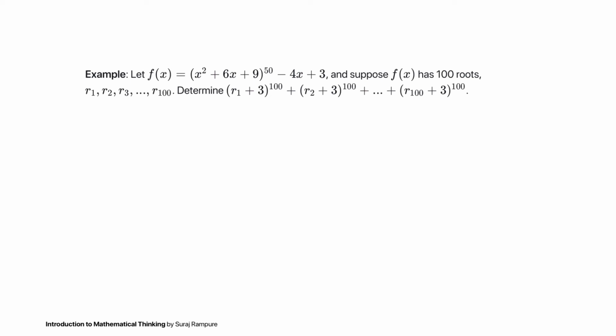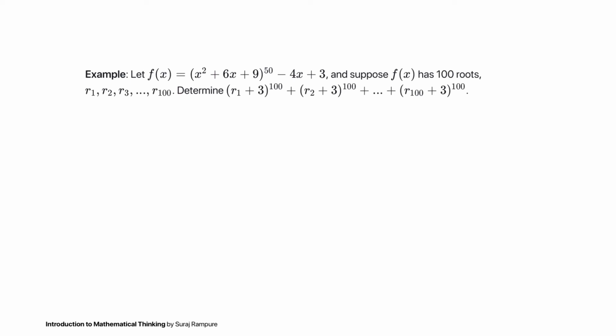Cool. Suppose f of x is equal to x squared plus 6x plus 9 to the exponent 50 minus 4x plus 3. Okay, so it seems kind of random, but there's a reason it's written like this. And suppose this function has 50 roots, which makes sense because it's a polynomial of degree 100, r1 through r100. Determine the sum, r1 plus 3 to the 100, plus r2 plus 3 to the 100, plus r3 plus 3 to the 100, all the way until r100 plus 3 to the 100.